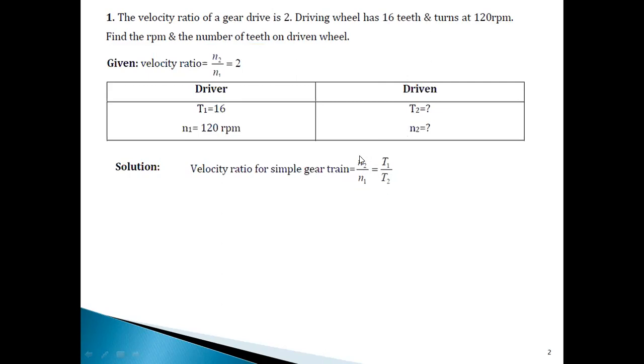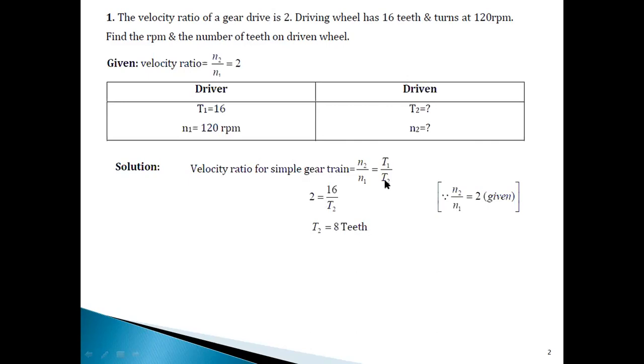So we already have the ratio N2 by N1. What is the ratio of N2 by N1? It is 2, which is given here. If we simplify with T1 by T2, we can get the value of T2. How did we get this value 2? As I told you, in the given question, N2 by N1 is equal to 2 is already given. Therefore, you will get the value of T2 as 8 teeth.